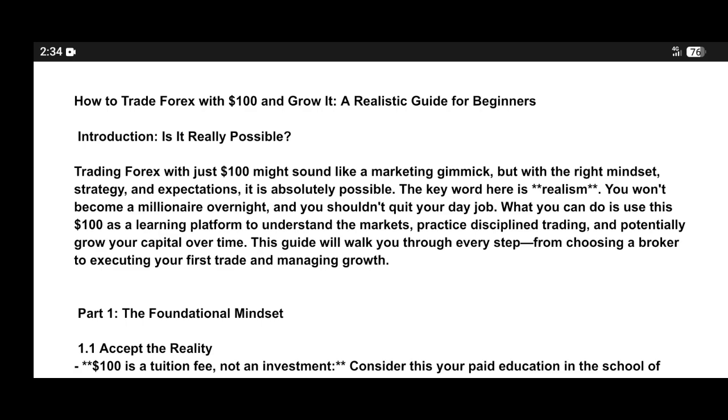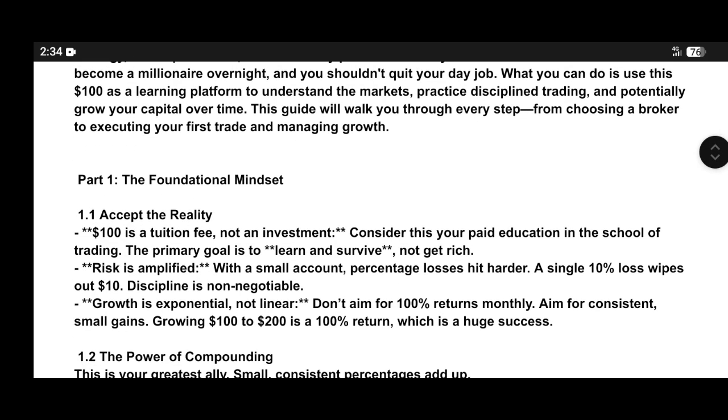Part 1 is the foundational mindset. Accept the reality: $100 is a tuition fee, not an investment. Consider it your paid education in the school of trading. The primary goal is to learn and survive, not to get rich. Risk is amplified. With a small account, percentage loss hits harder. A single 10% loss wipes out $10. Discipline is non-negotiable.